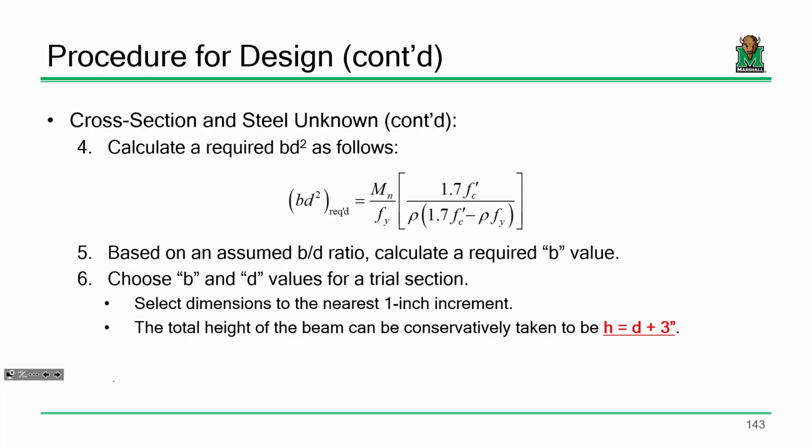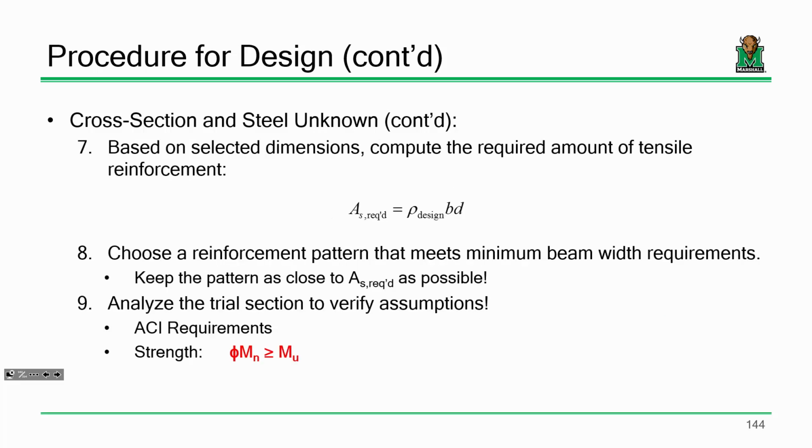Now we're starting to get a picture of what the beam looks like. Because what is this? bd squared. Those are the dimensions of the beam, right? Now we might say the beam needs to be twice as deep as it is wide. Based on that, we can get how wide the beam is and how deep the beam is. That's a pretty good assumption. Now we've got a beam width and a depth. Now we've got what the beam looks like. Based on that, we can compute what the required area of steel is. Pick a pattern of steel to go into the beam. Well, now we've got a beam design.